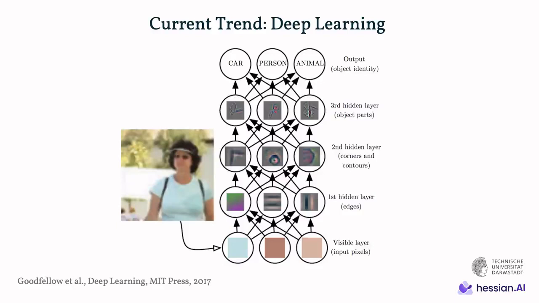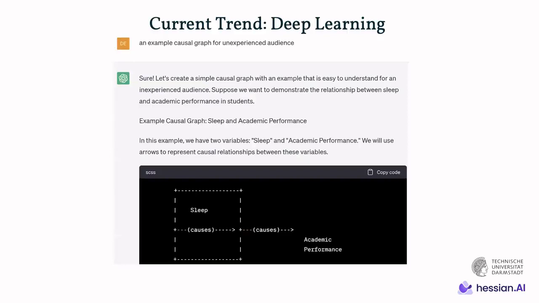So then I asked a deep learning model, which is ChatGPT. This is GPT 3.5, I think. I asked ChatGPT to give me an example causal graph for some inexperienced audience. I just wanted to test the capabilities, right? How well it can understand causality.